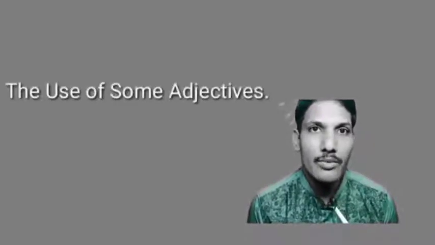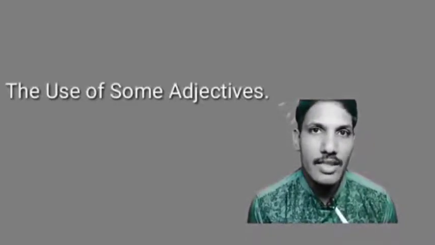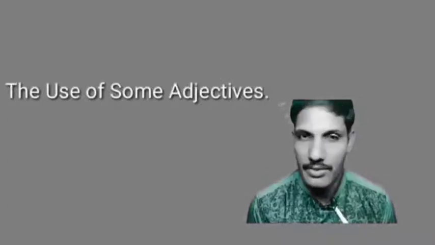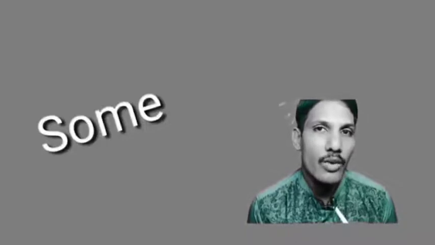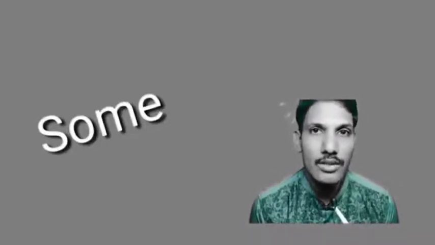Before we go further with the chapter, let us understand the use of some adjectives. First one is some. We use some in affirmative or positive sentences. That means, whenever we use some, we cannot use not, none or such kind of negative words with it.